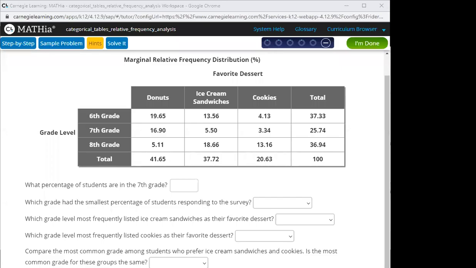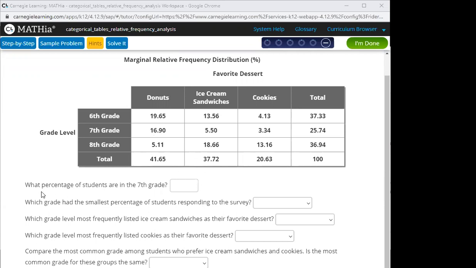Okay, so now in our last video, we learned how to create this table of percentages. Now we're going to learn how to interpret it. We're going to interpret it together. So very basic questions, again, just like our other marginal frequency table. Now we're just looking at percentages.